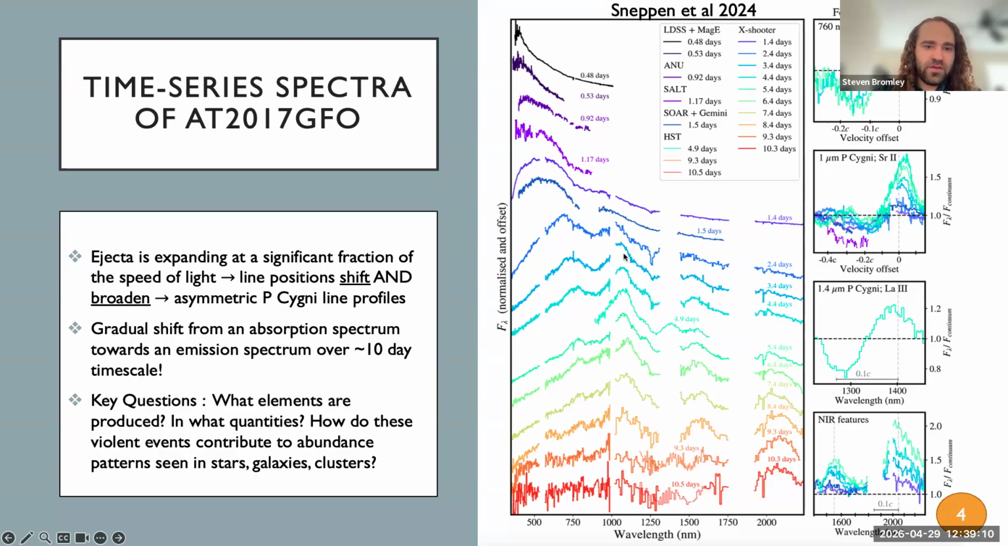You can see one here around 1.1 micron or so, and I have some cutouts on the right from Sneppen et al. And this very interesting line shape, a P Cygni feature, arises mainly from the velocity structure of this ejecta. If you recall, the ejecta is expanding at a significant fraction of the speed of light, but the ejecta is also fairly stratified, so the outer layers are moving much quicker than the inner layers, and so we end up with this velocity gradient as we move outward, and that gives rise to these nice P Cygni features.